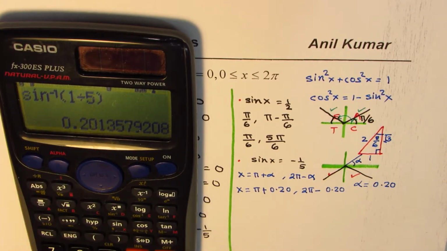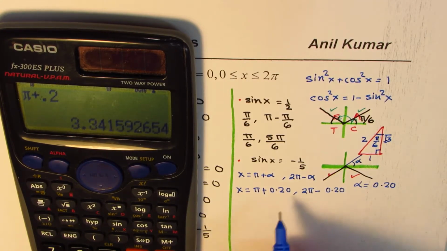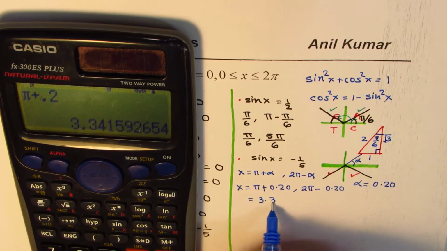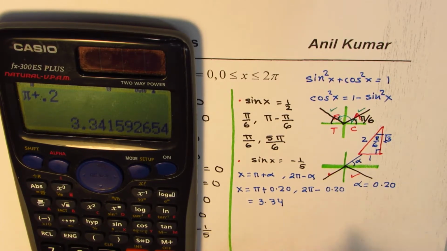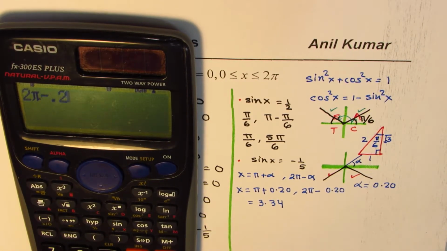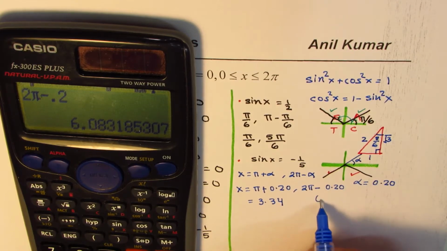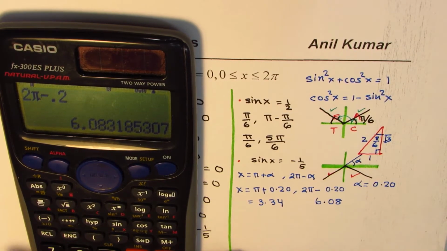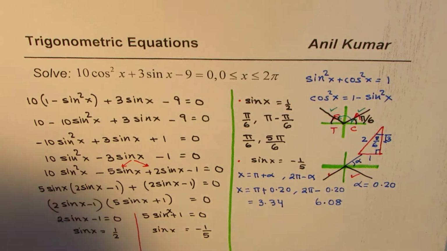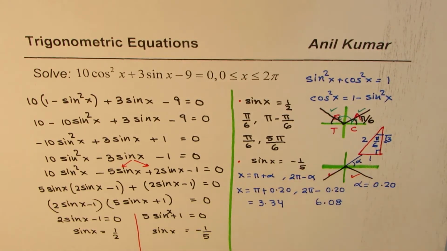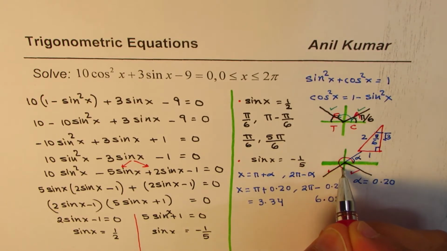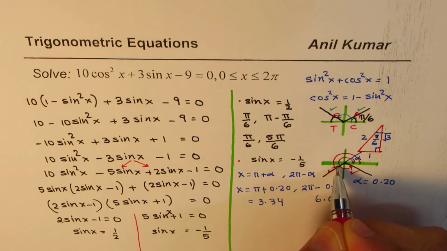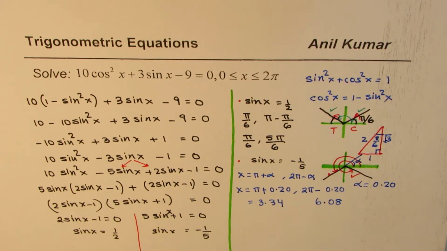So we have pi plus 0.2, which is equal to 3.34, and here we have 2 times pi minus 0.2, which gives us 6.08. So in radians to two decimal places, those are the two angles, correct? So we found these solutions. One is this angle, the other one is this angle, correct? So we have four solutions for the given equation.